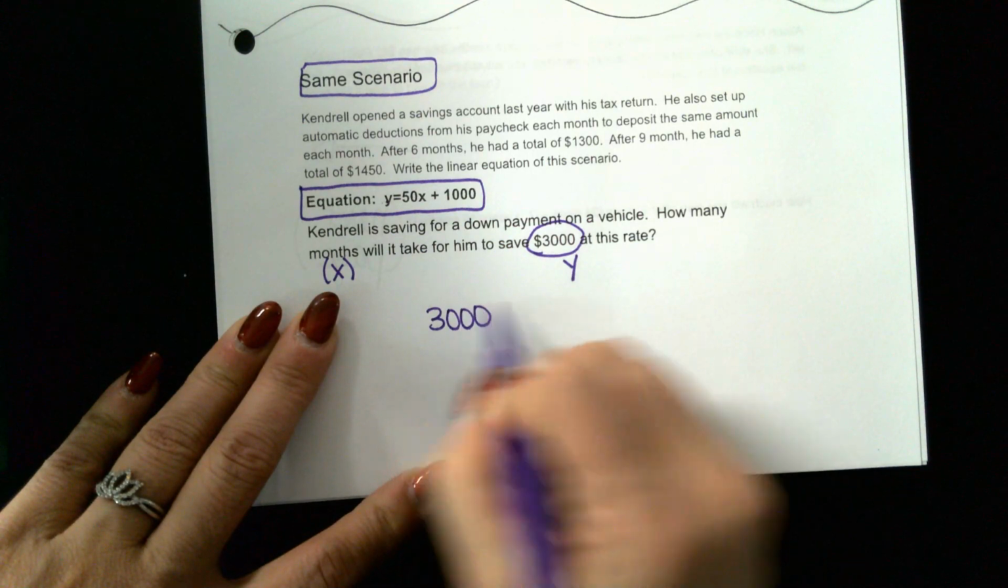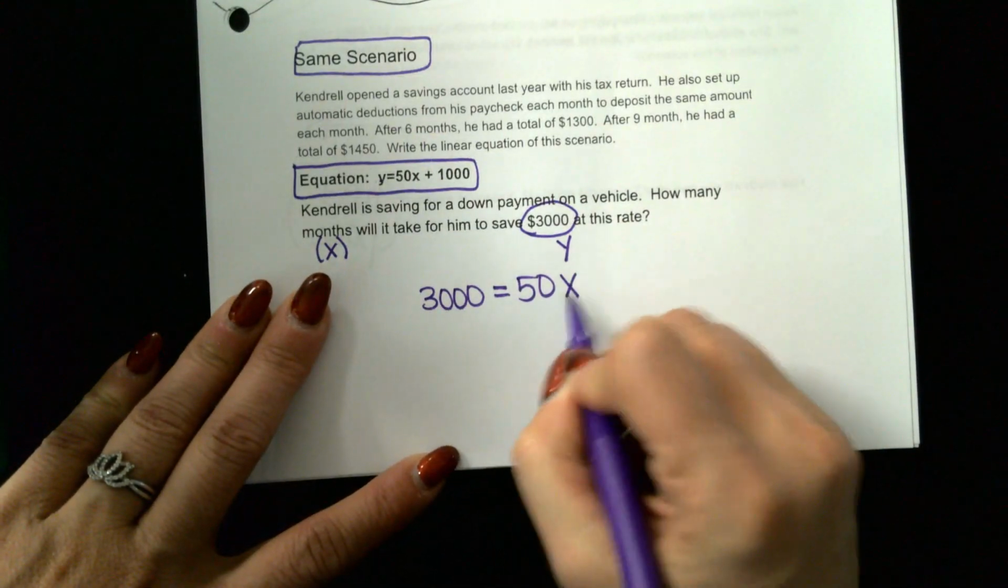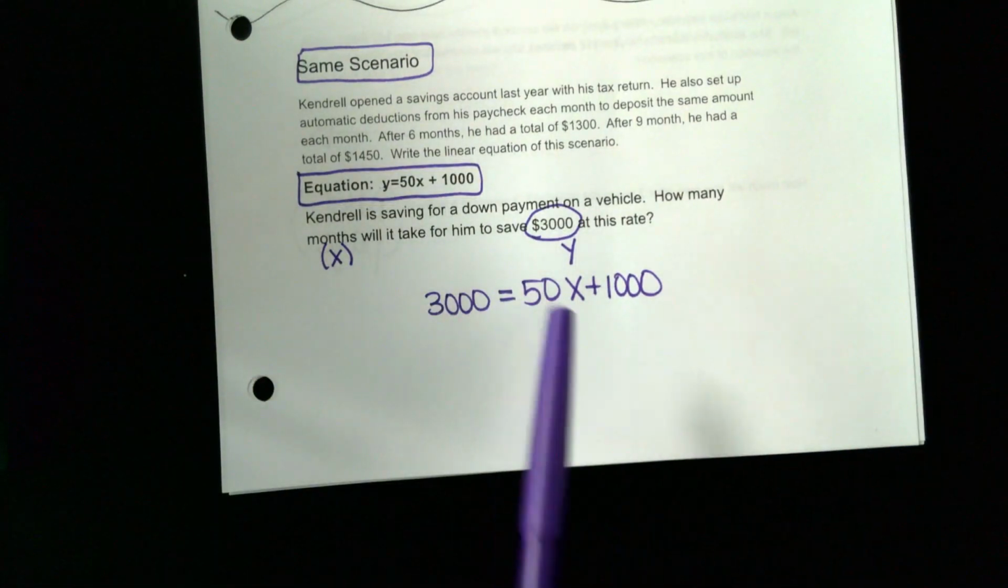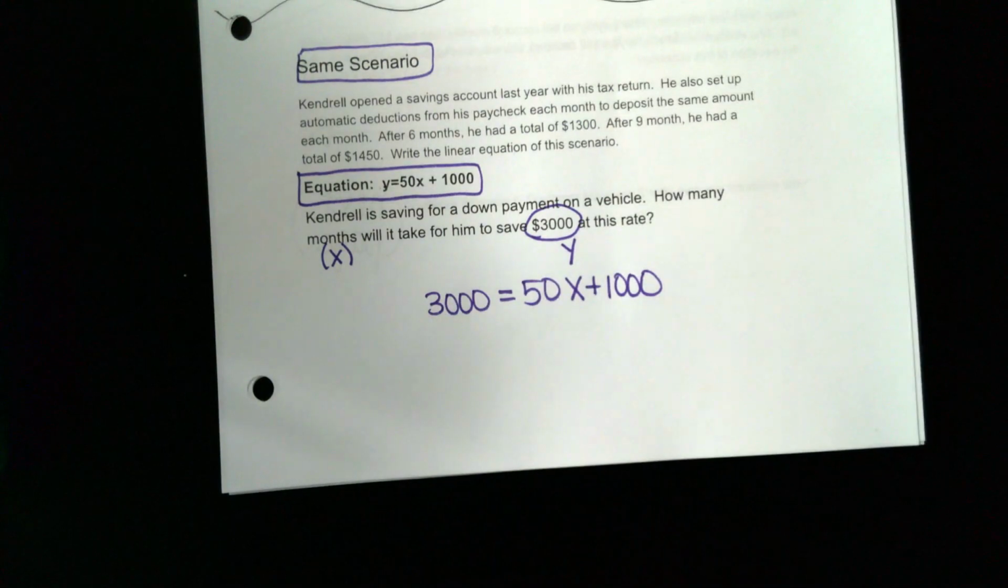You'd have 3,000 equals 50x plus 1,000. Ladies and gentlemen, that is a two-step equation. If you can't solve a two-step equation without my help, you shouldn't be in Algebra 1A. That's stuff you learn in pre-algebra. Actually, that's like 7th, 8th grade math. And then pre-algebra. What are my two steps?